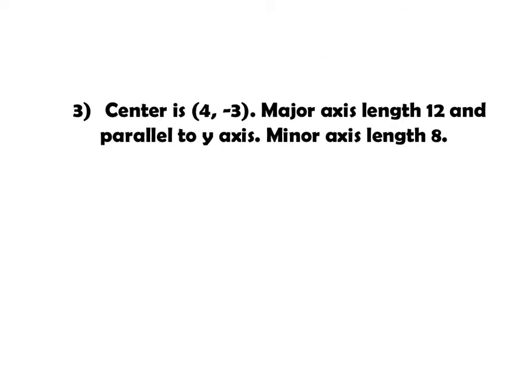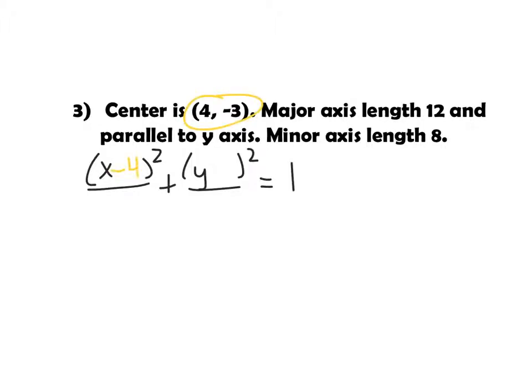Last one, center is (4, negative 3). All right, let me write what my goal is. x squared fraction plus y squared fraction equals 1. They gave me my center is (4, negative 3), so (x minus 4), (y plus 3). And then I'm going to graph that. I'm going to see if I can get away with this beautiful graph and not have to do something more particular.